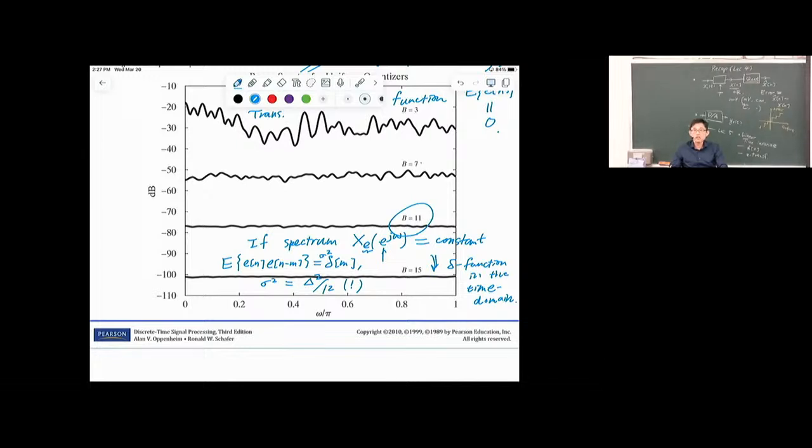So another comment now in the time domain: what does it mean for a noise to be white? It means that between samples, the correlation is 0. Any sample is uncorrelated with any other sample. That's the meaning of having an autocorrelation function which is a delta function.